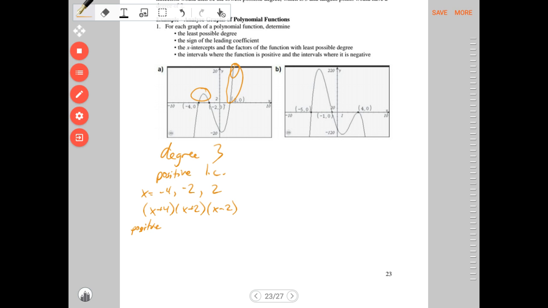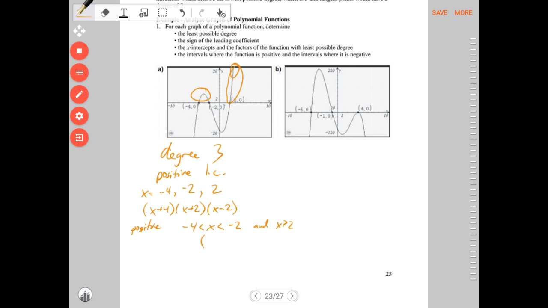Positive. Okay, and then we can use interval notation or set builder notation, it doesn't matter. So we are positive from -4 all the way up to -2, and for x bigger than, or well, no, sorry. We're not equal, right? Because 0 doesn't count as positive. So x is greater than -4 but less than -2, and x is just greater than +2.